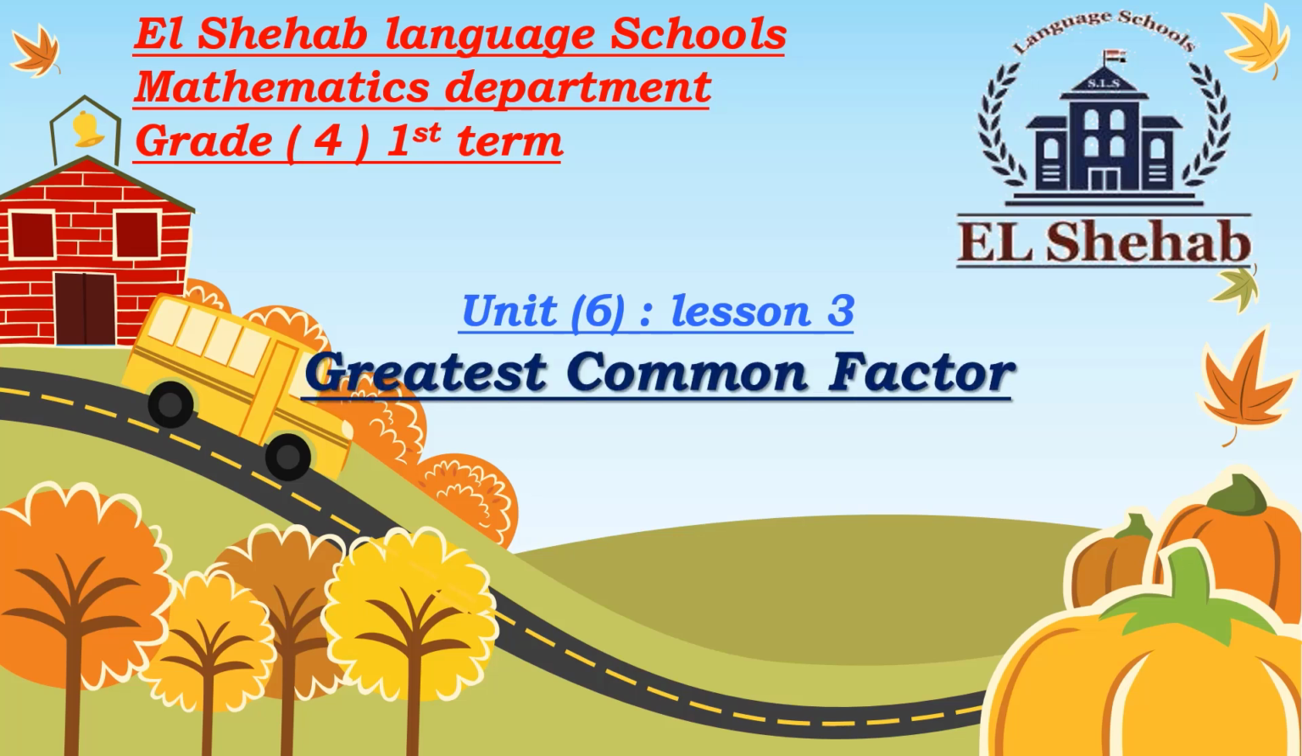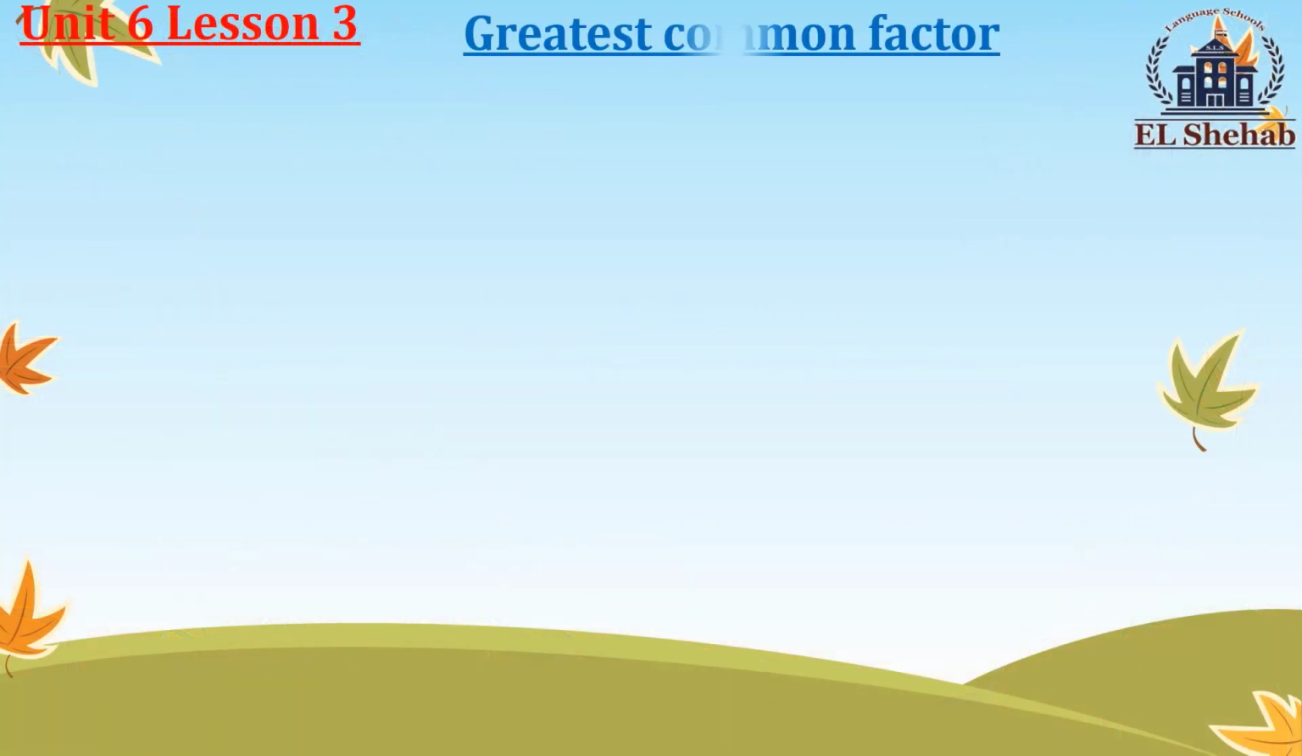Greatest common factor. How can we find the greatest common factor? Let's first try to understand the meaning of the words. Greatest means what? The highest or the biggest. Common. Common means same in two or more things. Factor. Do you remember the factor? The number that I use to multiply by each other.